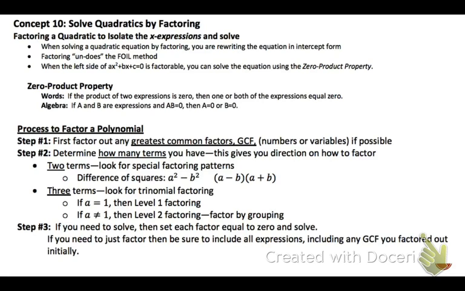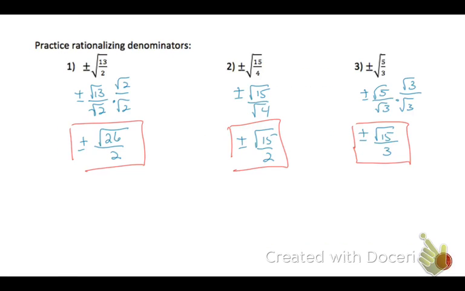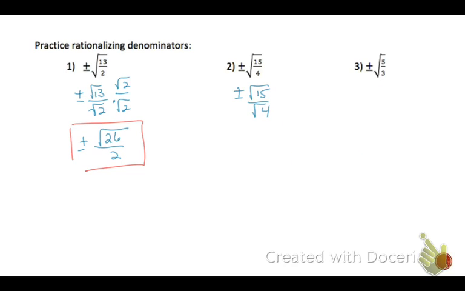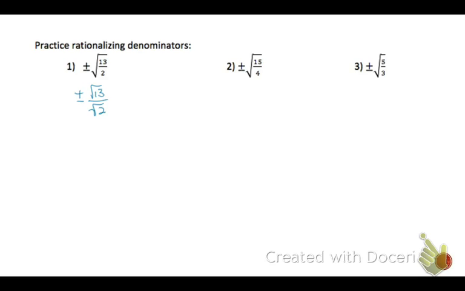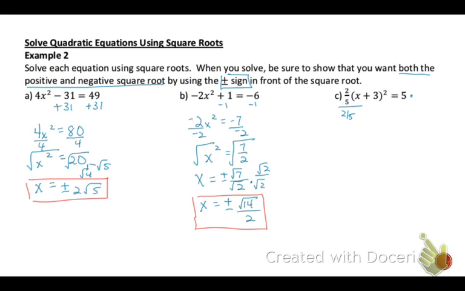All right, that concludes our notes for solving a quadratic using square roots. So remember that this method only works when you have equations that are very much like A, B, and C, where you just have an x squared expression by itself that you can isolate, and then take the square root of both sides.